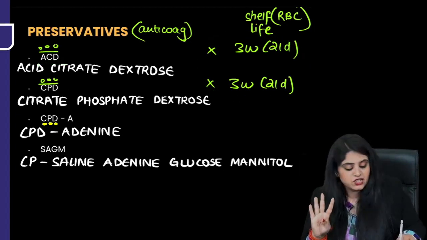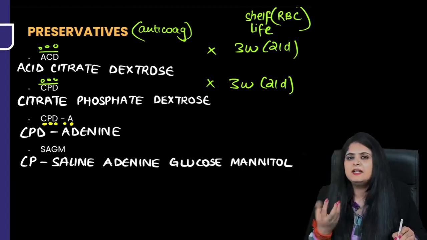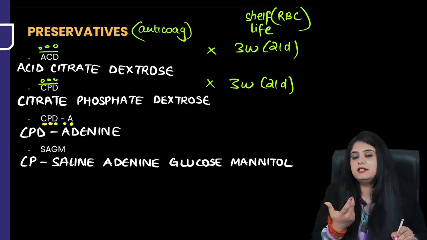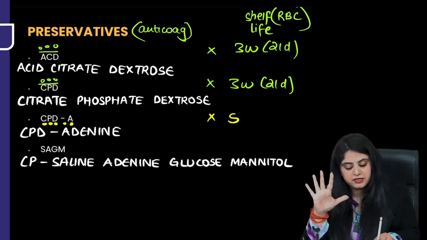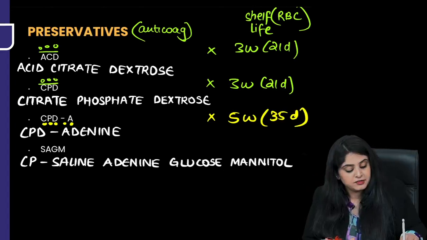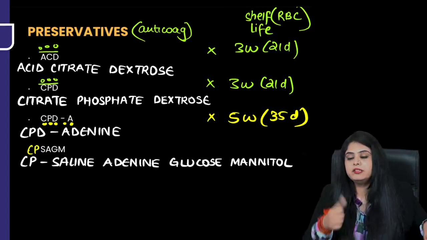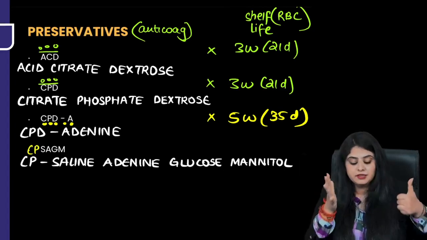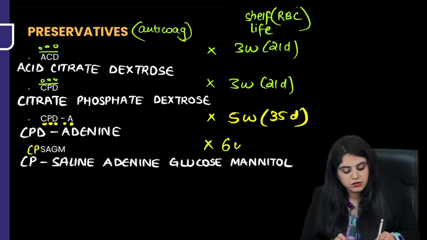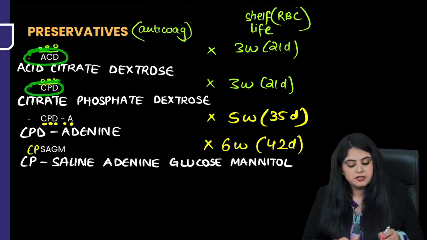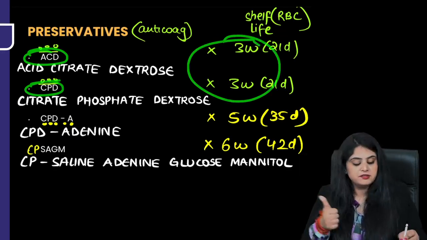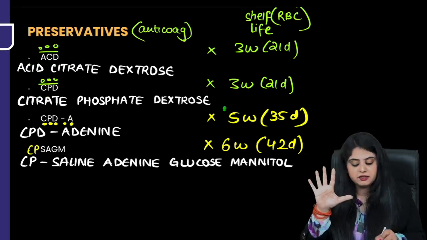CPD-A. If I add adenine, meaning I add ATP, the cell will live longer. CPD-A. How many things? 5 alphabets, 5 weeks, 35 days. And finally, if I have SAGM, the other name is CP SAGM. Count with me, CPSAGM. 6 alphabets. This means the shelf life is going to be 6 weeks, that is 42 days. So please note, ACD, CPD, 3 letters, 3 weeks. CPD-A, 5 characters, 5 weeks. CP SAGM, 6 characters, 6 weeks.